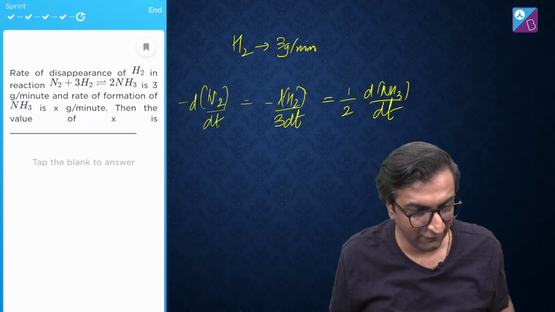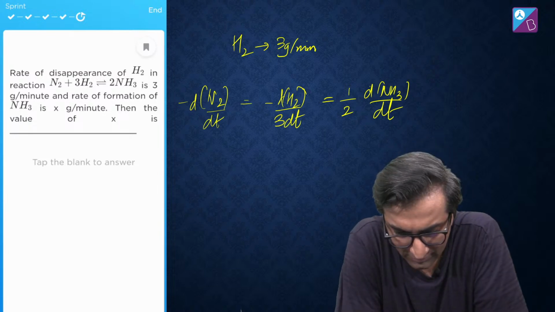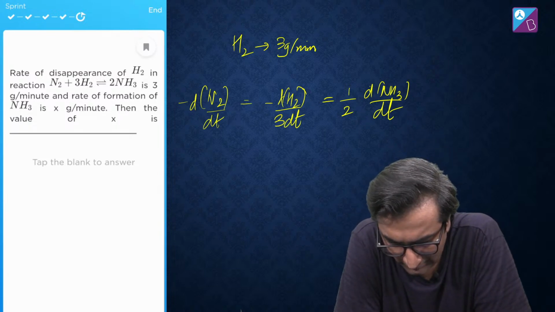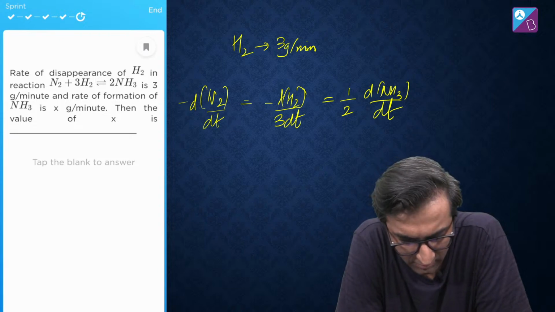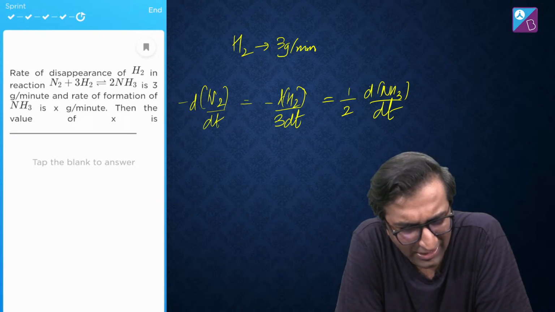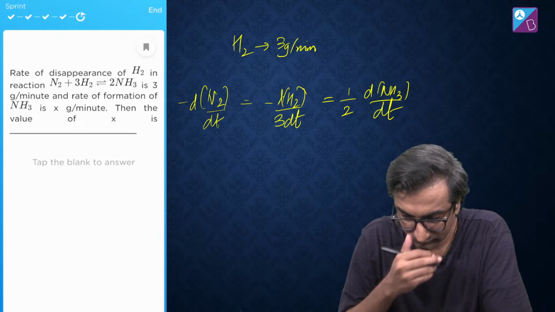Okay, 1.5, 1.5. Ram says 1.5. Okay. Ram says 1.5. Ram, would it not be either 2 or 5 by 2, Ram? Ram, या तो 2 होगा या 5 by 2. Are you sure about 1.5? Let's see. देखते हैं. देखो.